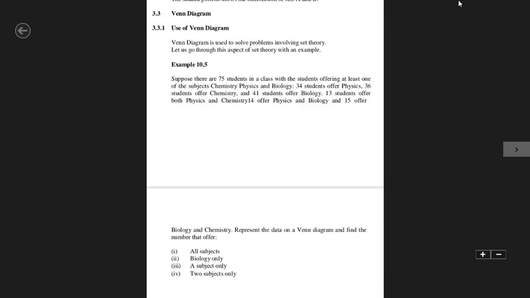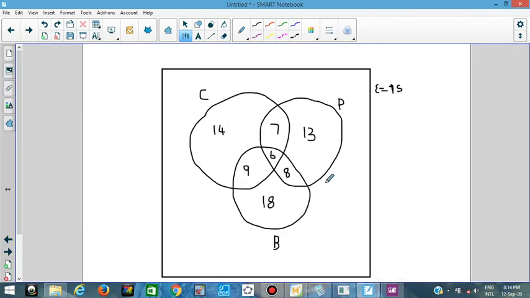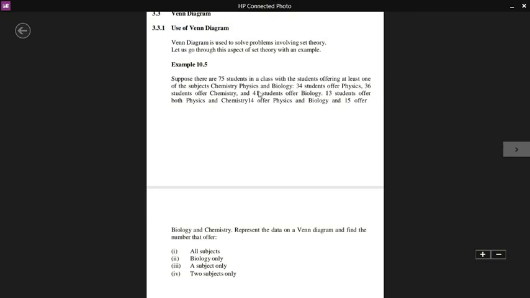The other one is 36 students offer chemistry. Okay, let's see. The circle of chemistry is supposed to be 36. So this is 14 plus 7, 21. 21 plus 9, 30. 30 plus 6, 36. So chemistry is correct. That means there are 36 students who offer chemistry.